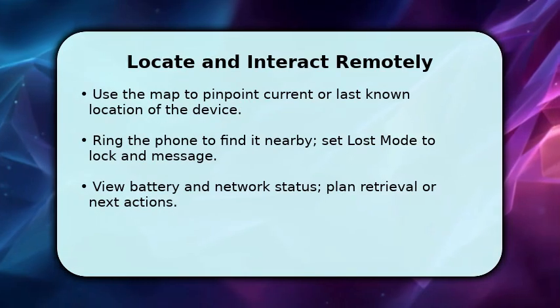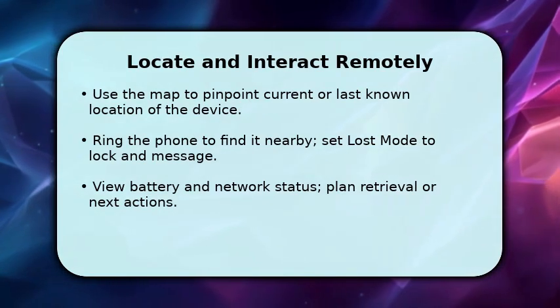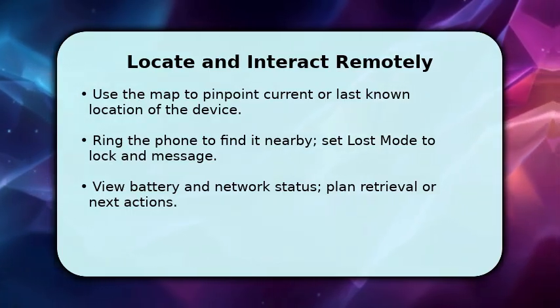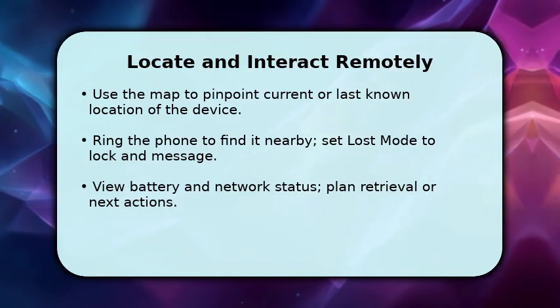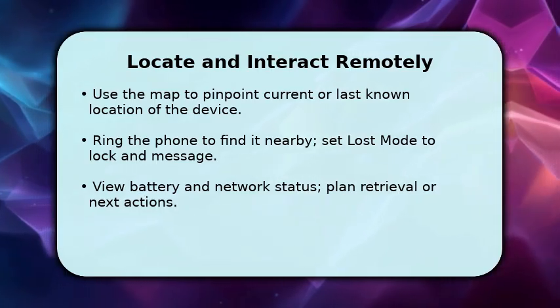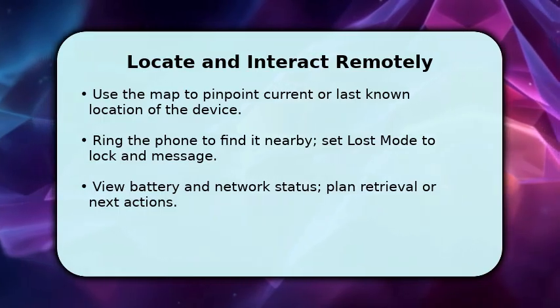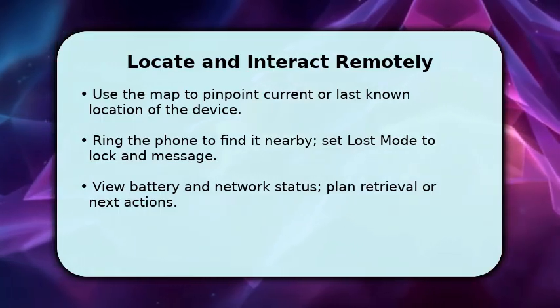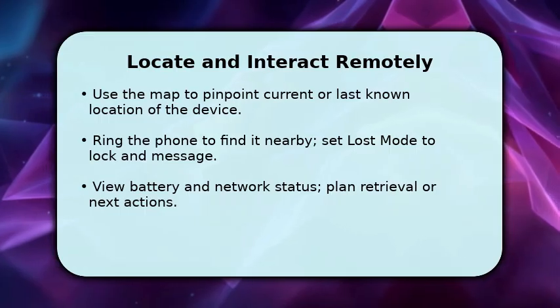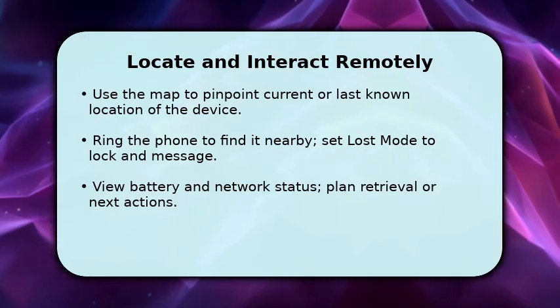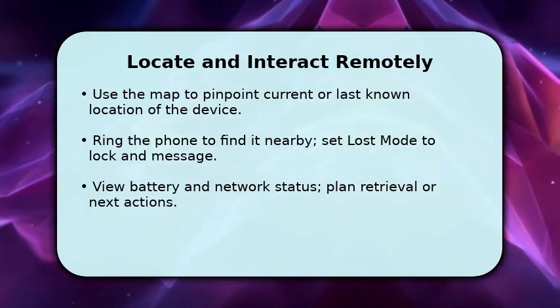Once signed in, use the map to get the phone's current or last known location. This tells you where to go or whether it's stationary. If it's nearby, command a ring to make it audible even if on silent. If you can't reach it, enable lost mode to lock the screen and display a contact message, and check battery and network status to decide urgency. These actions let you secure data and coordinate retrieval without exposing sensitive information.